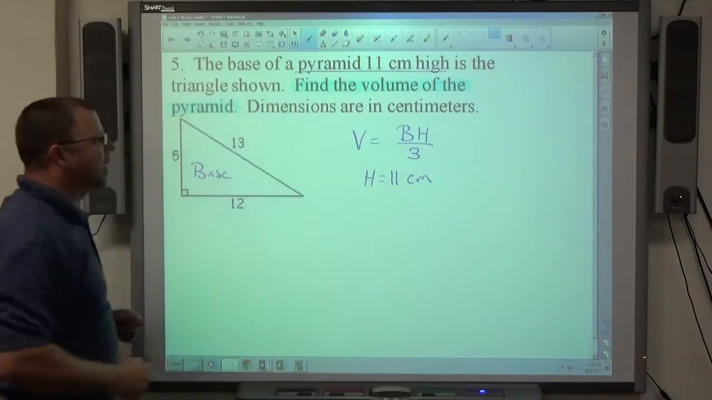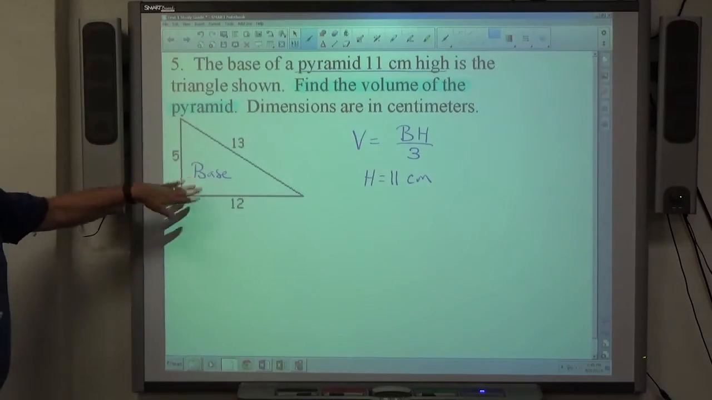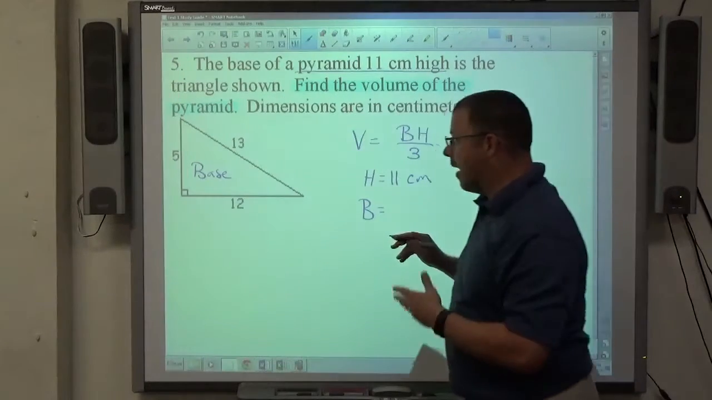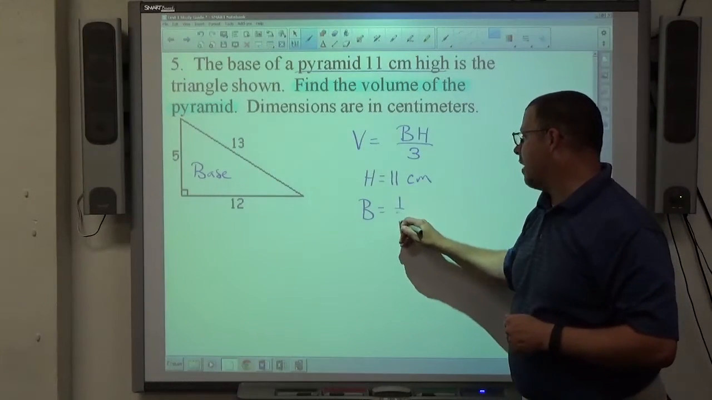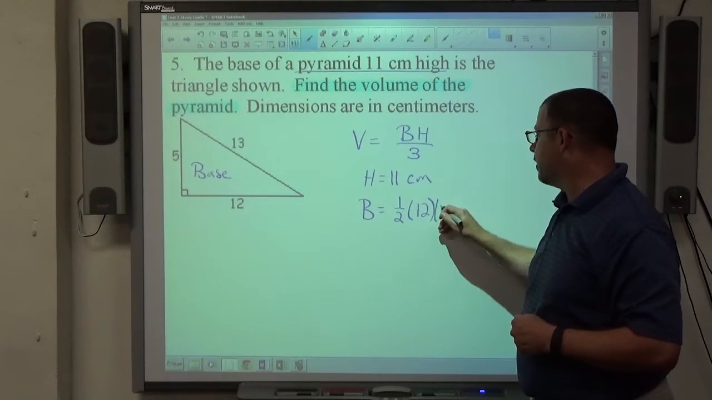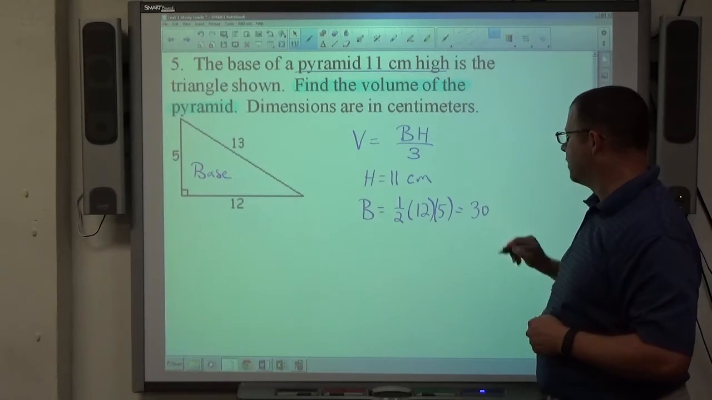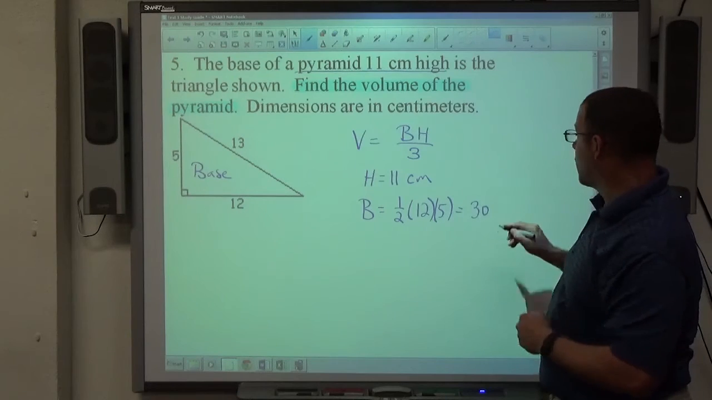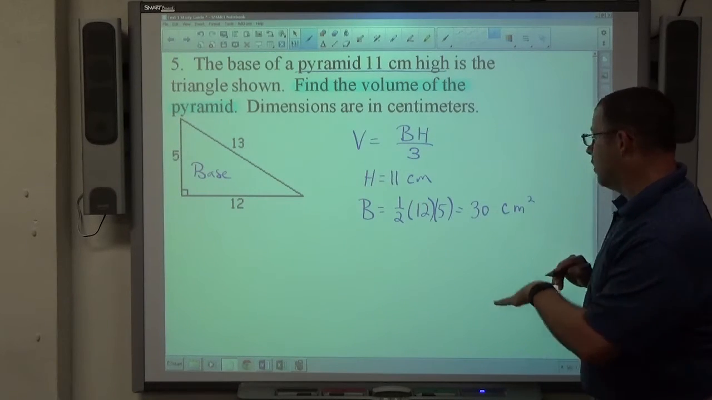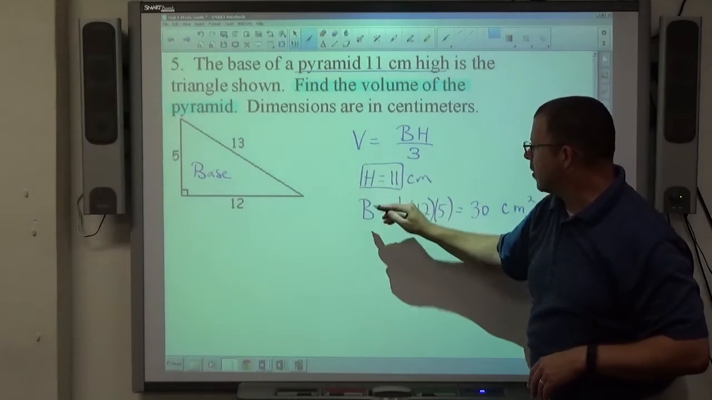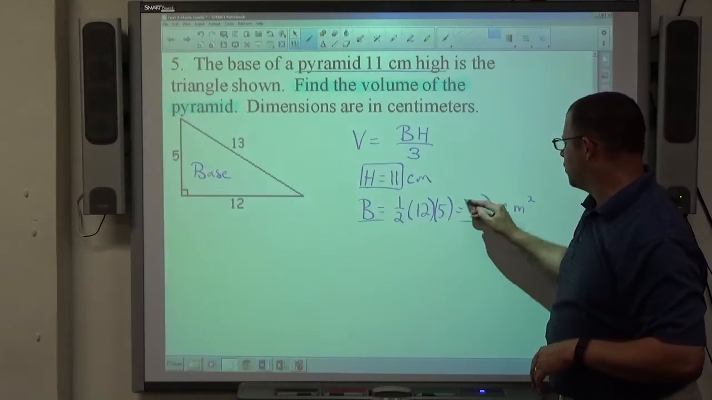So in the words, I've got the height of the pyramid given to me. The base is this triangle, so the area of the base is the triangle area formula, 1/2 times the base of the triangle times the height of the triangle. Half of 12 is 6 times 5 is 30. And that's going to be centimeters squared, in case you wanted to put units in these pieces. What I really care about are the numbers. So H equals 11, B equals 30.